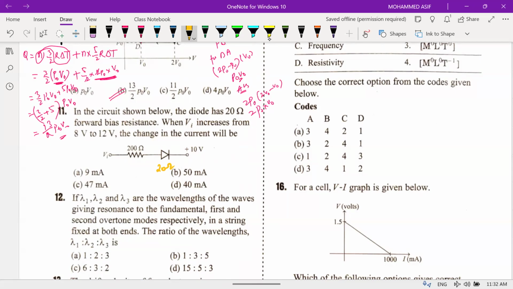When the input potential increases from 8 volt to 2 volt. Okay, tell me what will be the total resistance? 200 plus 20, these two are in series. So the resistance of the circuit will be 200 plus 20, which is 220 ohms. Vi increases from 8 volt to 10 volt, 8 volt to 12 volt.